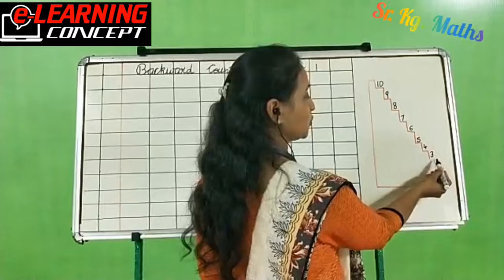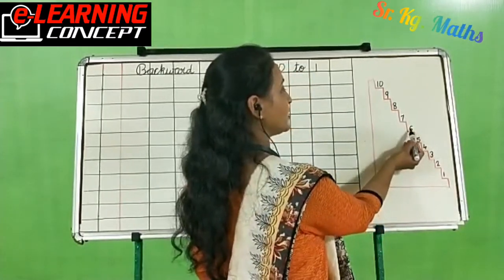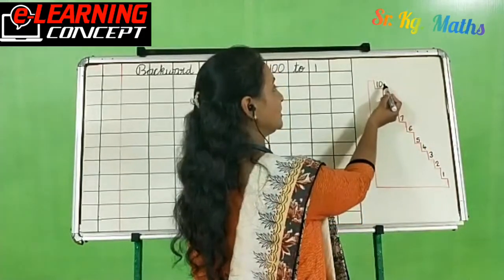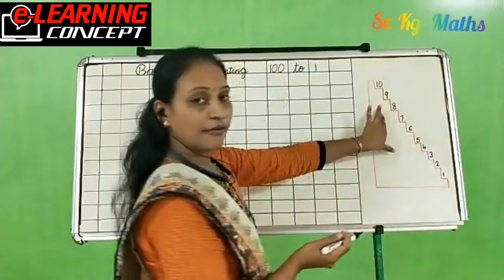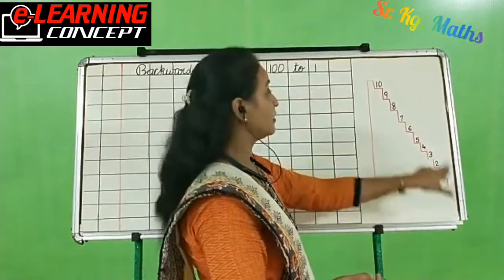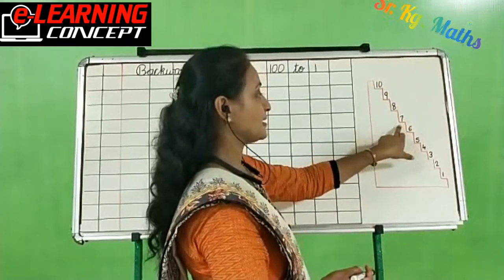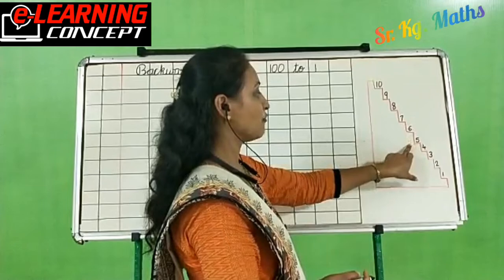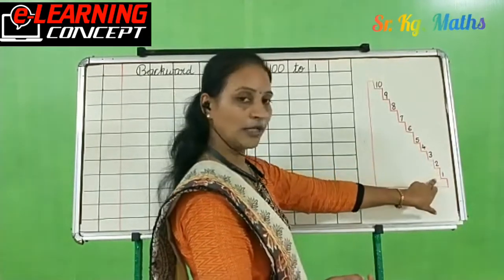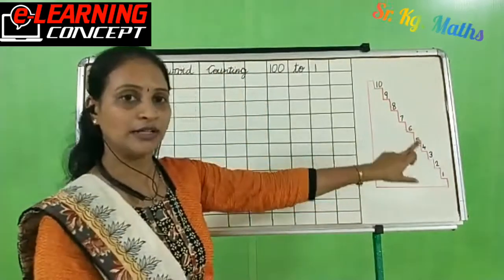1, 2, 3, 4, 5, 6, 7, 8, 9, 10. In backward counting, we will go from bigger to smaller numbers. 10, 9, 8, 7, 6, 5, 4, 3, 2, 1. This is called backward counting or reverse counting.